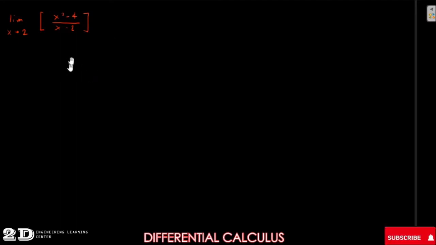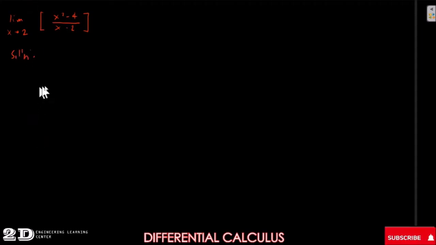Okay, so now we'll be solving another example on limits. So we have this one. We need to find the limit of x squared minus 4 over x minus 2 as x approaches 2. Okay, so we have here our solution.